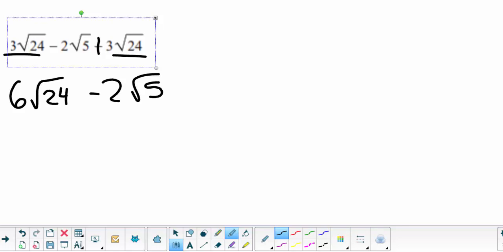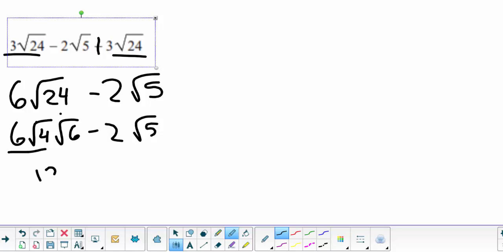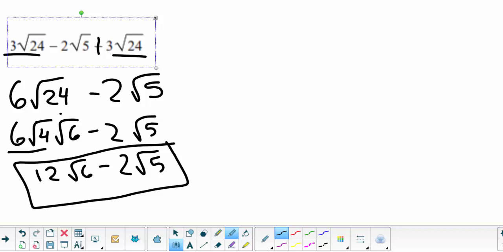Now we need to simplify this and see if we can combine them any more. The biggest perfect square in 24 is 4, right? So this is 6 radical 4 radical 6 minus 2 radical 5. The square root of 4 is a 2, right? So we have 6 times 2 here, which would be a 12. Radical 6 minus 2 radical 5. And that would be our final answer because we cannot combine those anymore.